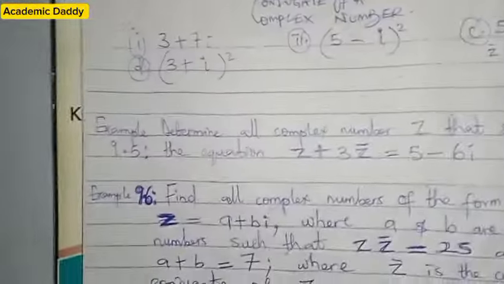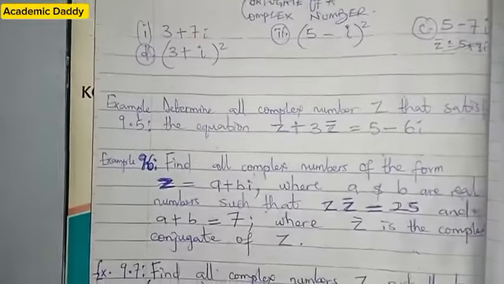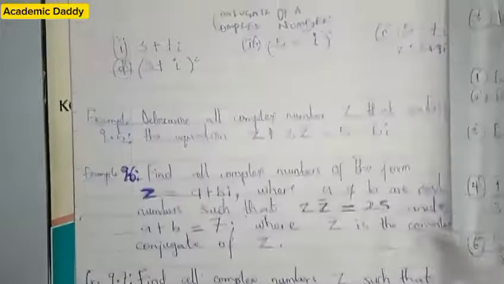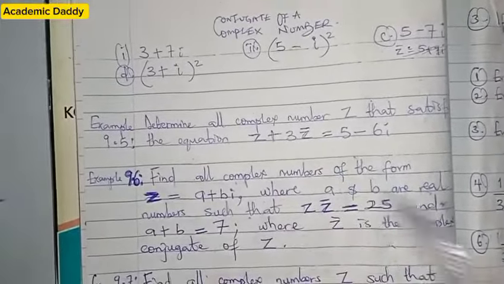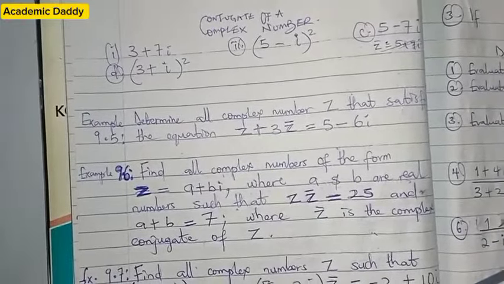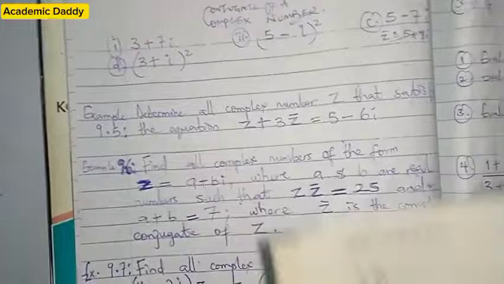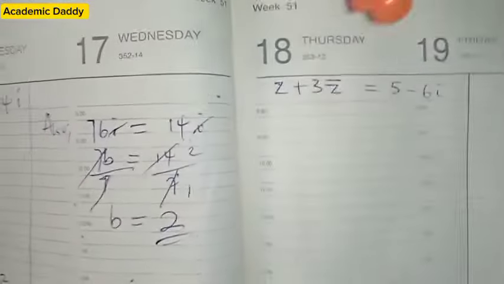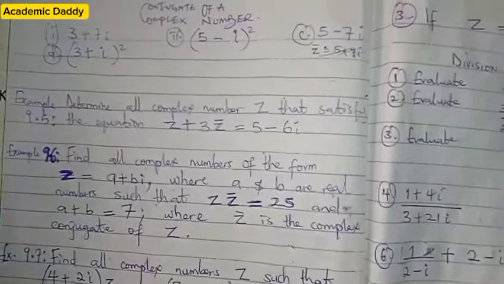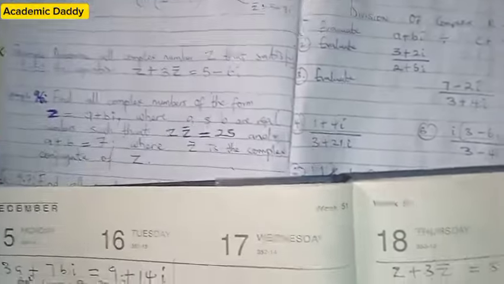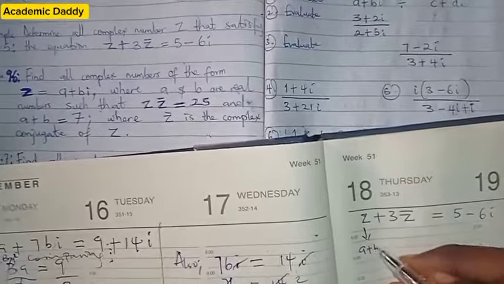Now they're also asking us, they said determine all complex numbers z that satisfy the equation z plus 3z conjugate equals 5 minus 6i. Alright, let's look at it. Determine all complex numbers z that satisfy the equation. Since they said all complex numbers z, I will take z to be a plus bi.